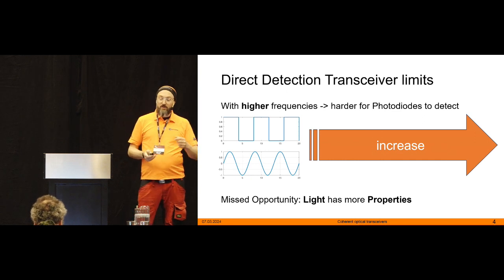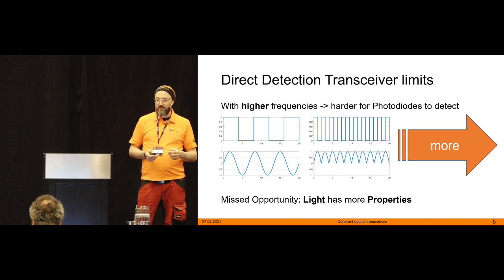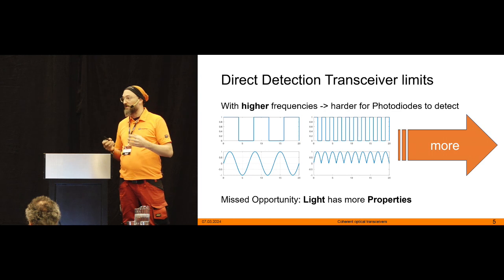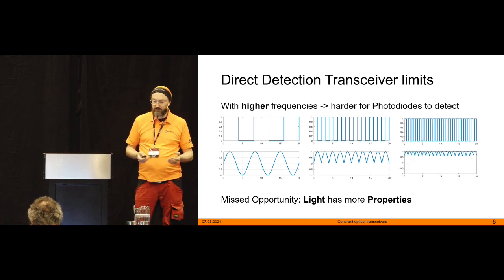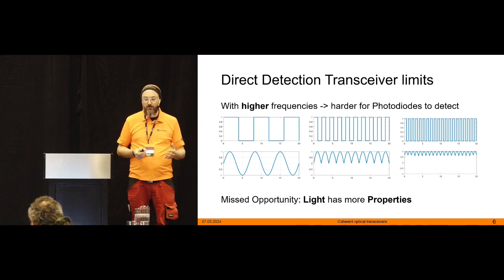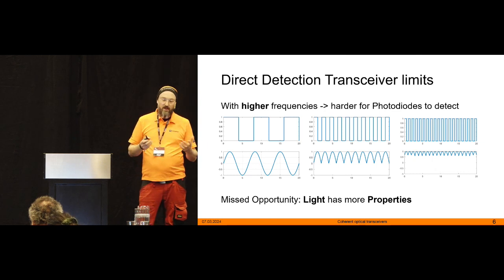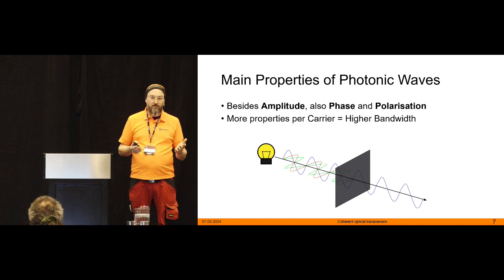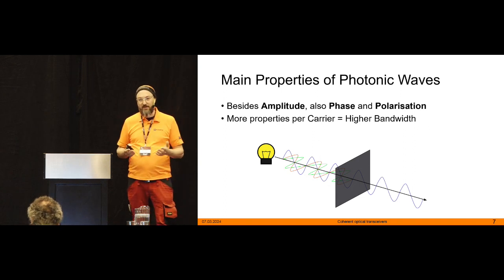So when we now increase the frequency, and you can imagine what happens, it's getting more and more dense, but the levels are also getting closer to each other. That means for the receiver, it's getting way harder to detect and differentiate between a 0 and a 1. And finally, the frequency is way too high and the receiver is just not detecting anything any longer. And that's a serious issue. So light has more properties. Besides the frequency, there is polarization, for example, and amplitude and phase.